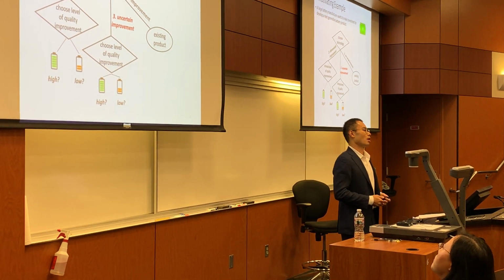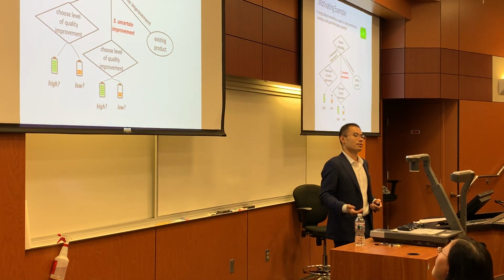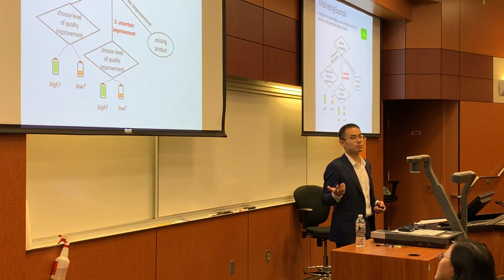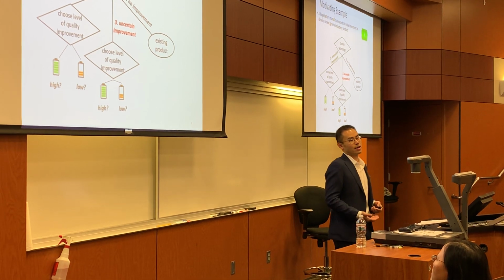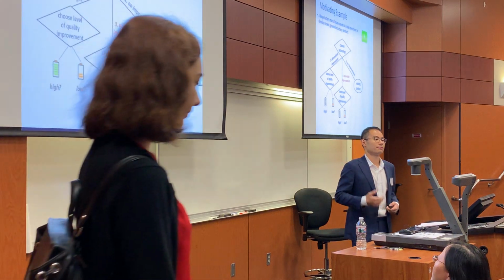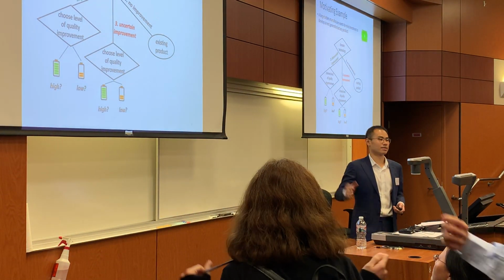Option one is to go with a well-tested, mature technology with deterministic level of quality improvement. The second technology to go with is an innovative, risky technology which gives the firm uncertain levels of quality improvement. So that's the first level decision.